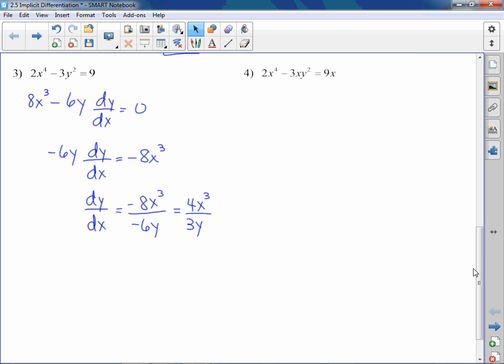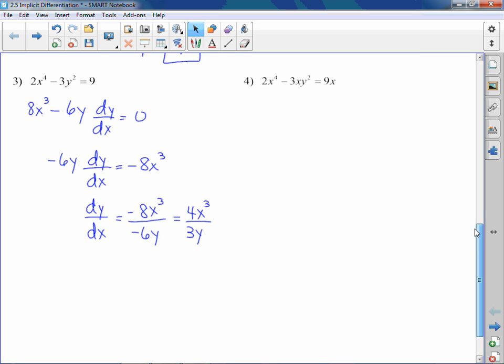Okay, so we're starting out real slow here. Let's take a look at number 4, because we are going to have to use a product rule for this one. 2x to the fourth minus 3xy squared equals 9x. All right, first one's easy again. Bring that 4 down. We get 8x cubed.